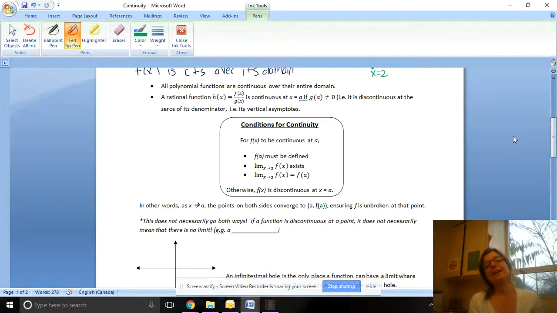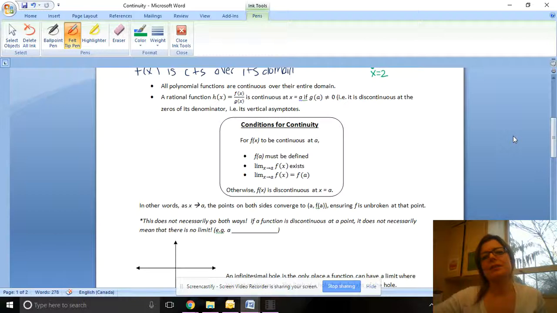Okay, so now we have three conditions for continuity. So for f of x to be continuous at a, first of all, f of a has to be defined. We actually have to have something existing at that point. Second, the limit as x approaches a of f of x exists. And third, that limit equals that defined point. So in other words, as x approaches a, the points on both sides converge to the point where it actually exists, ensuring that f is unbroken at that point.